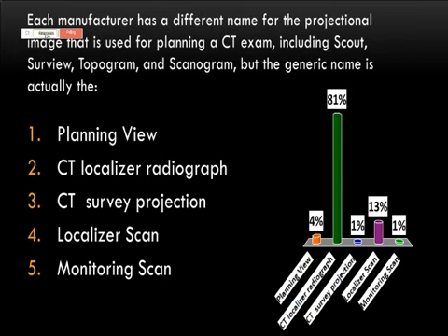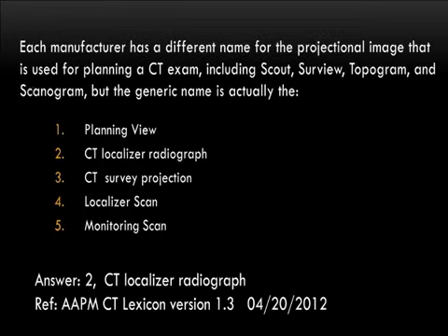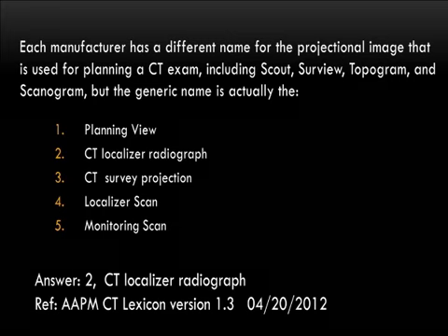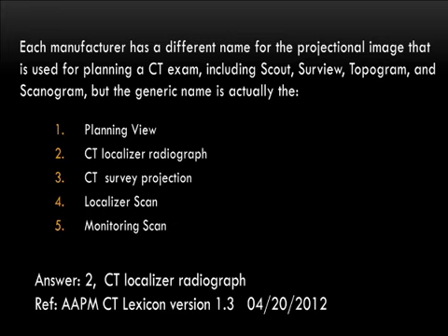Okay, so 81% of you said number 2, and there were some other people who guessed some of the other answers. So the correct answer is number 2, the CT localizer radiograph, okay? The other ones are convincing, I think, distractors. At least some of you got fooled by that. So, okay, but it's a CT localizer radiograph. It is a generic name.